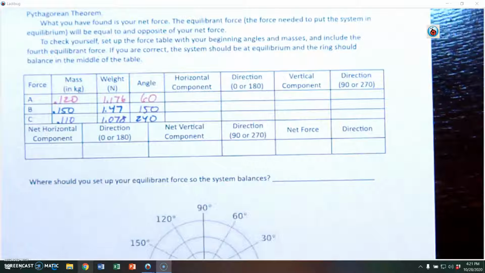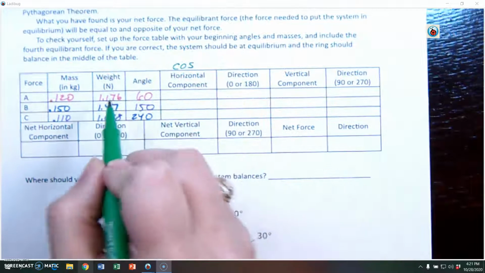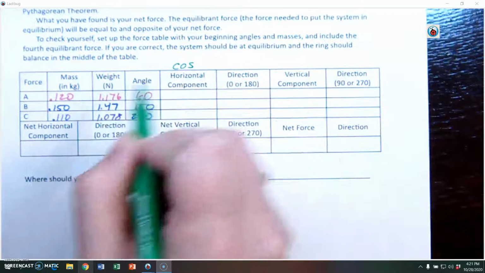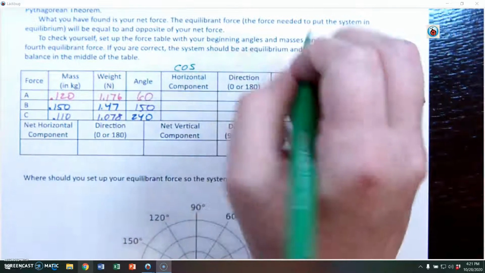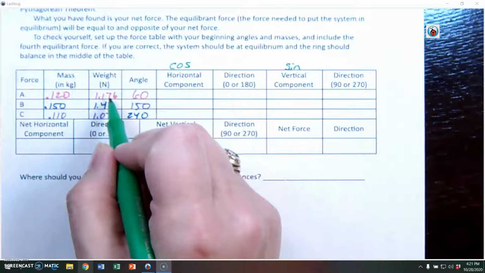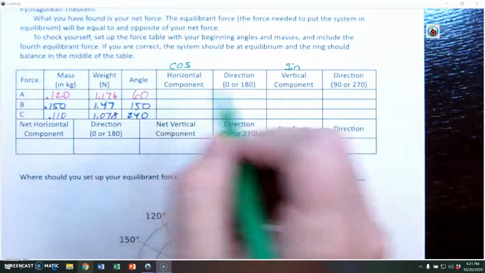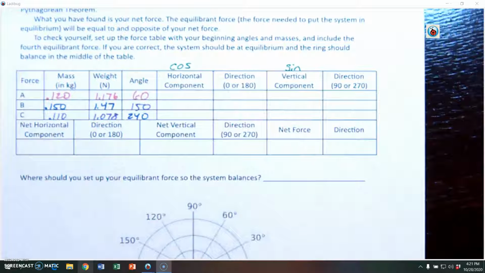Once we had these weights, we could separate them into our horizontal and vertical components. For horizontal, we use the cosine. So 1.176 times the cosine of our angle gave us our horizontal component. For vertical, we use the sine. So 1.176 times the sine of our angle gave us the vertical component. Okay, so please do this.